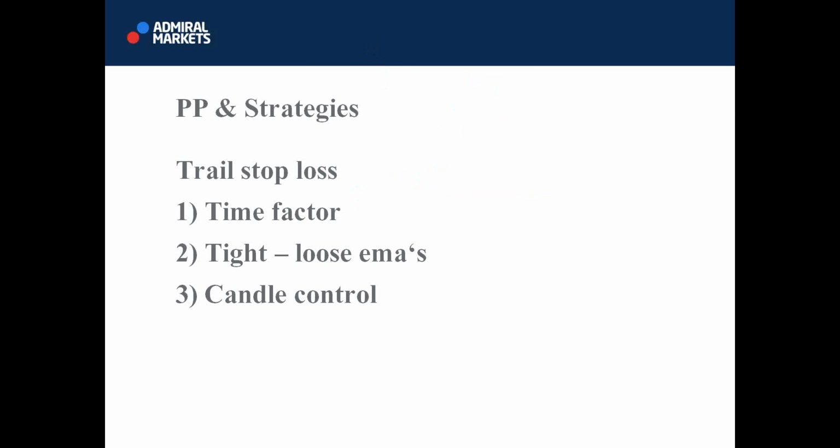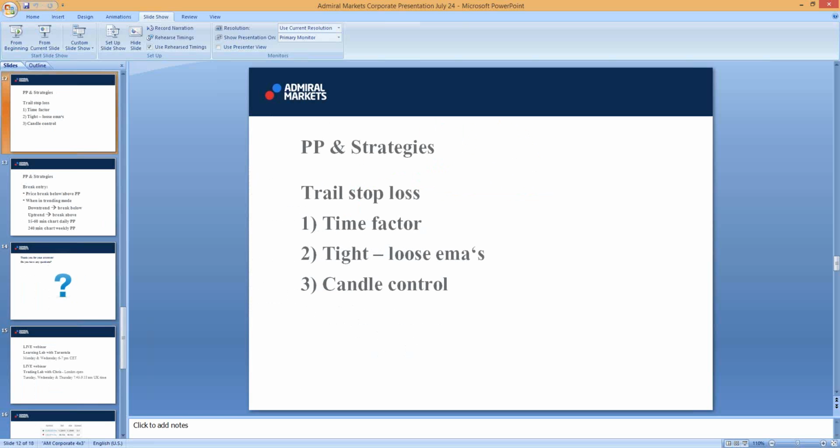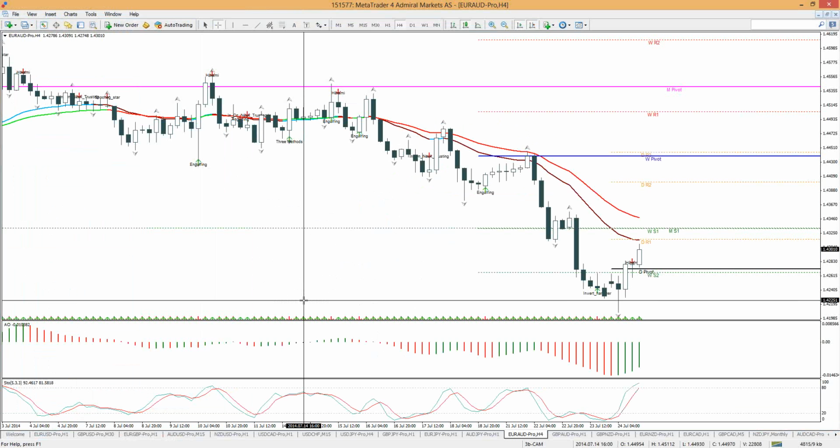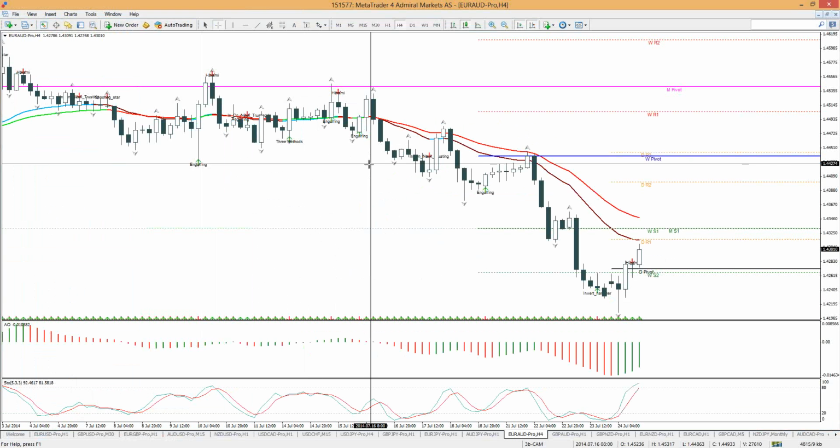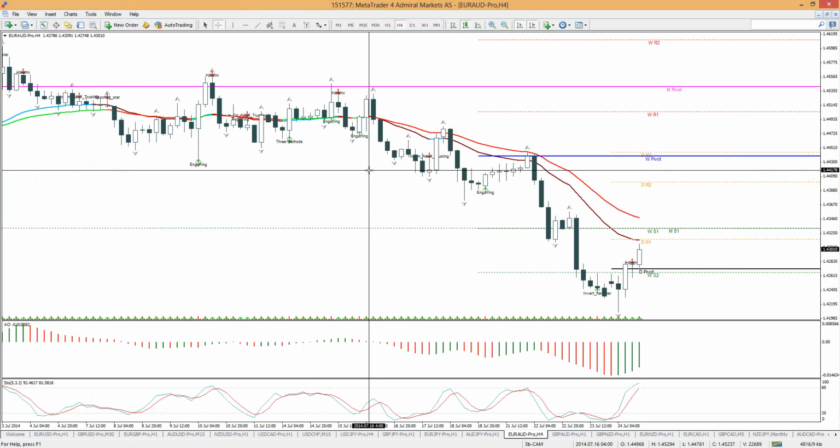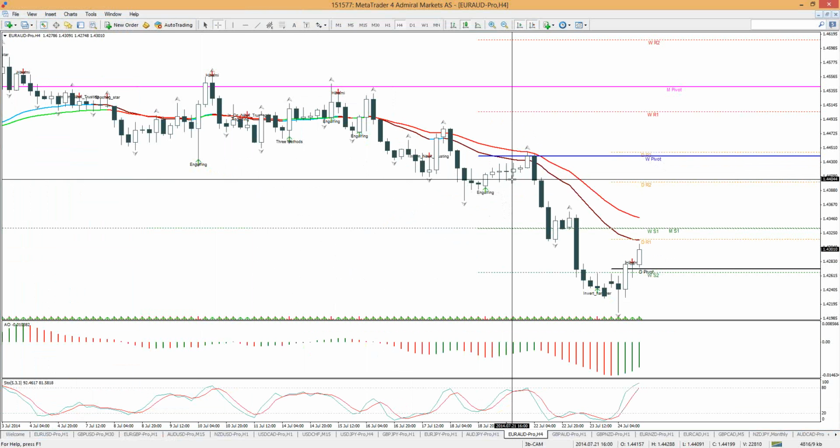Candle control is something I think I should explain in the charts. Maybe time factor too. If you have questions, let me know. What I mean with candle control is that really looking at the 4-hour candle and saying, are the bears still in control?